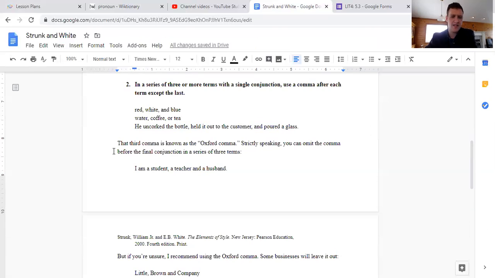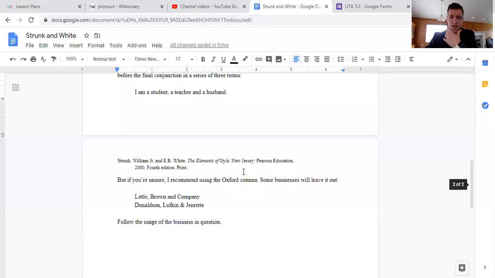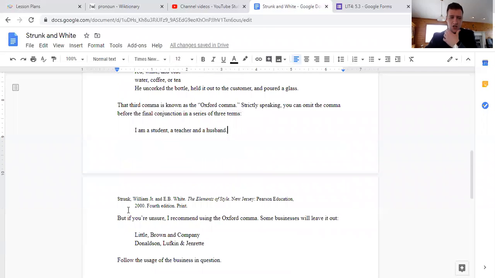That third comma is known as the Oxford comma. You might have heard that term. And this is a stylistic choice, I guess. So strictly speaking, you can omit the Oxford comma before the final conjunction in a series of 3 terms. So I am a student, a teacher and a husband, with a comma only after the first term. You can do that. If you're unsure, however, I would just recommend using the Oxford comma all the time.